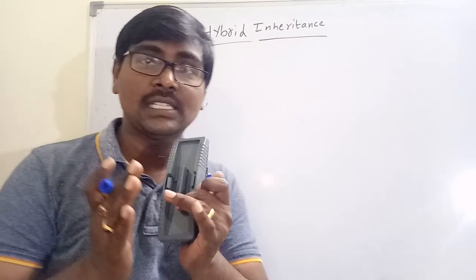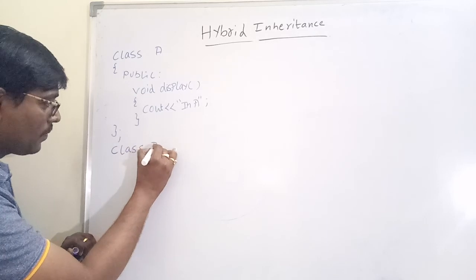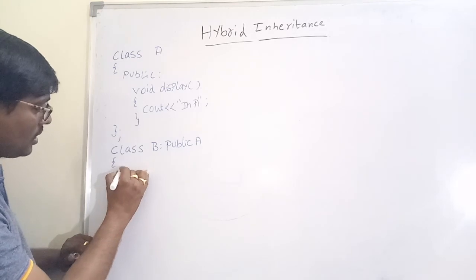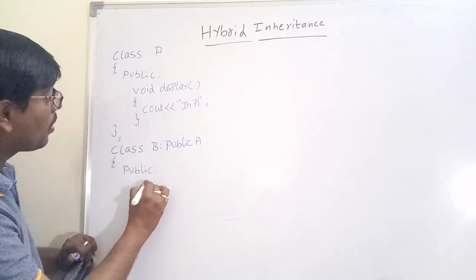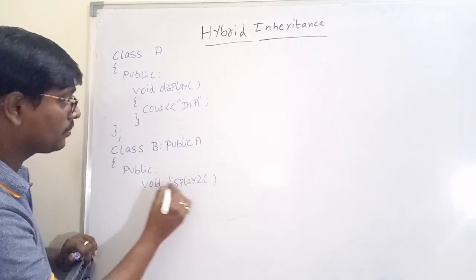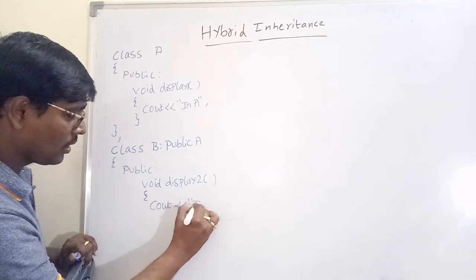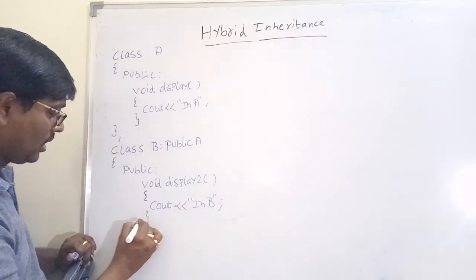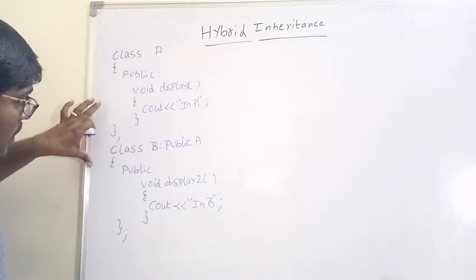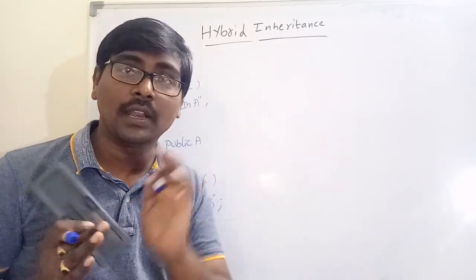First, implement single inheritance. Class B colon public A. In this I am using a function public void display2, with cout in B. This is class B, class A and class B. Observe, here I am implementing single inheritance. B is the child class for A.